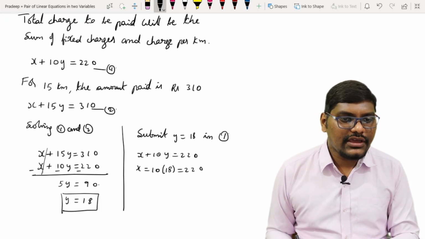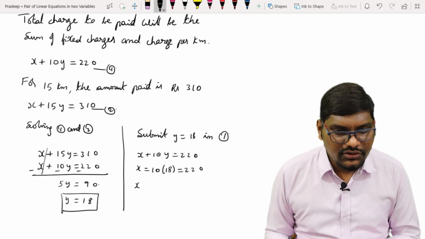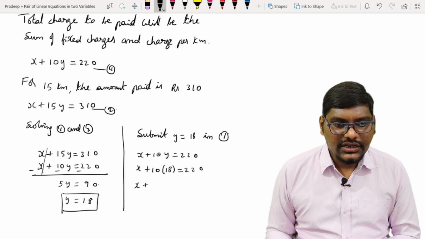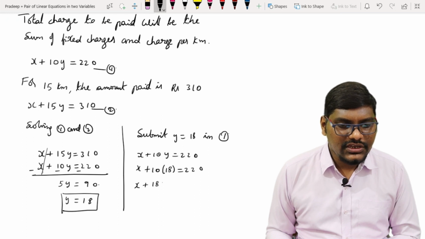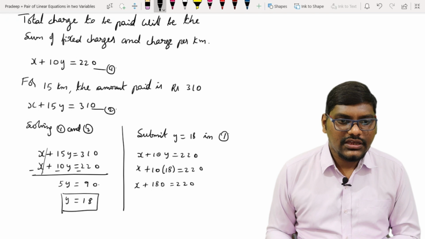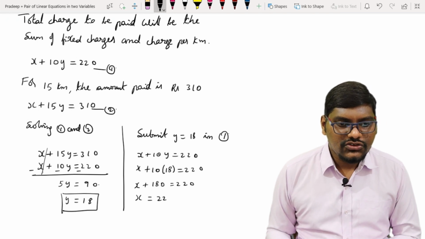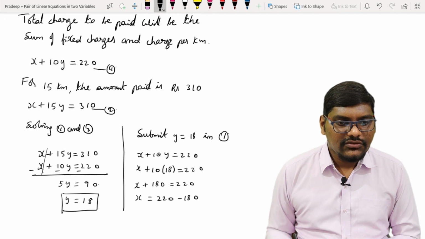So what will I get here? Oh, I wrote here 2 times, this is x plus. So this is 10 into 18, that is 180, equal to 220. If I send it to the other side, the x value I'll be getting as 220 minus 180, which is x equal to 40.